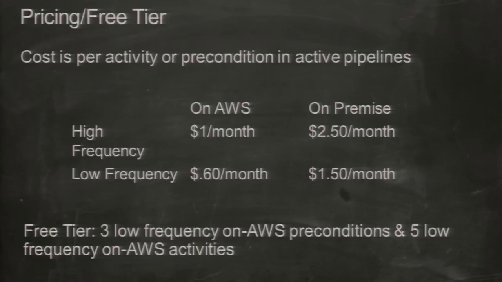And then for activities running on AWS, you have one set of prices. And if you go purely on-premise, then it's $250 versus $150. Our free tier is 3 low-frequency AWS preconditions a month and 5 low-frequency AWS activities. So with the free tier, if you wanted to do something like replicate Dynamo data once a day to S3, that's a single activity, so completely covered by the free tier. If you wanted to replicate your Dynamo data and start moving stuff between 2 different AWS databases, both of those tasks will fit within the free tier.